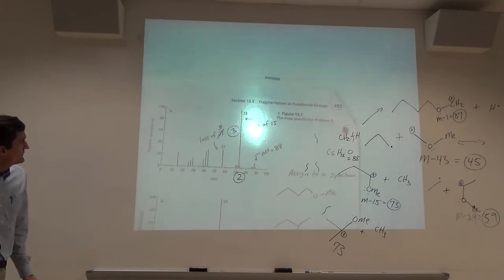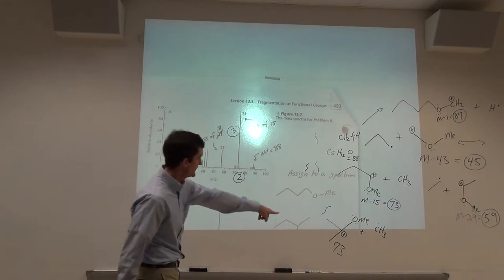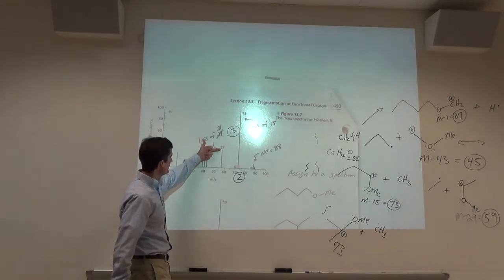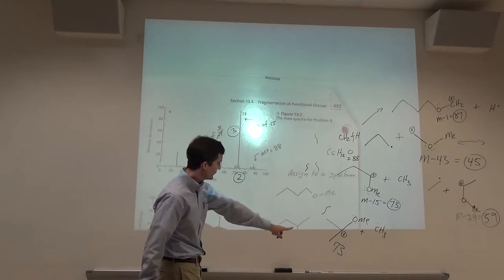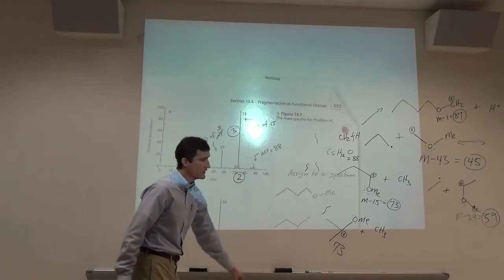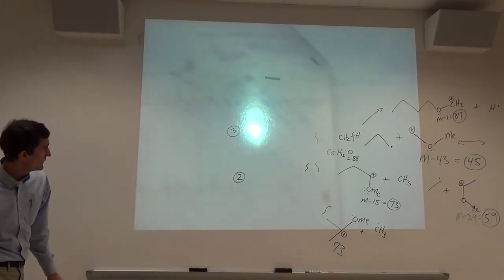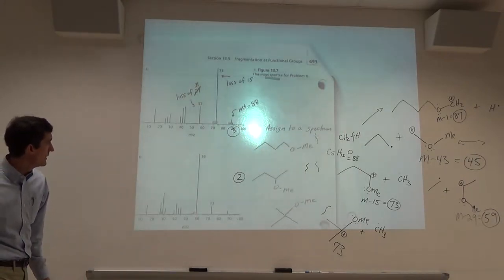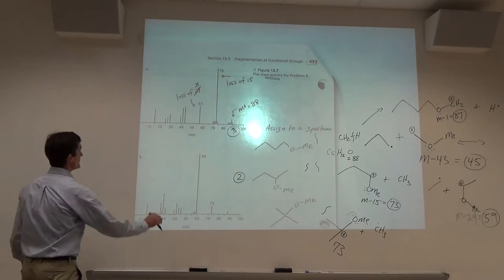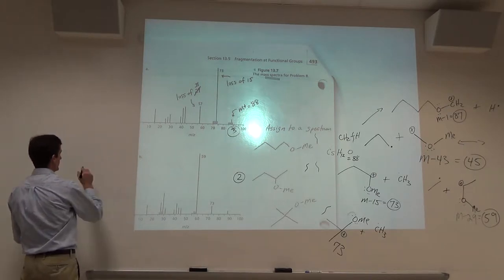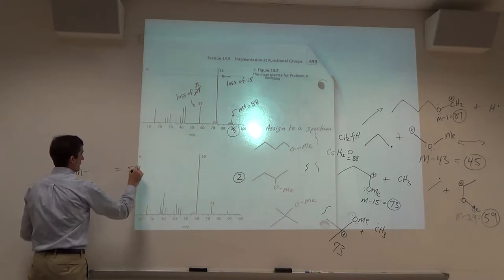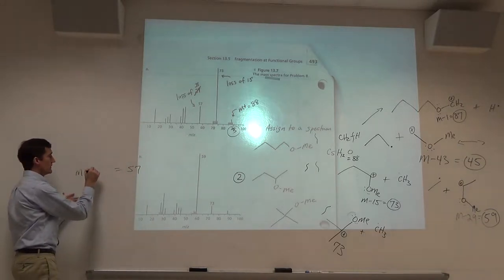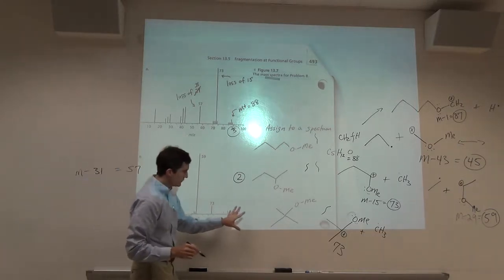This one up here had 73, predicted 73. What is this 57? Somebody labeled it here, and then I wrote something. What is 57 for compound 3? Well, 57 would be M minus what? 31. M minus 31? How could this lose 31?